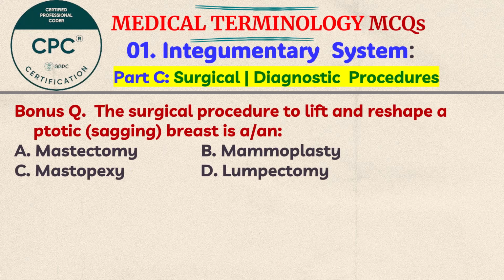Bonus question. The surgical procedure to lift and reshape a ptotic, that is sagging, breast is an A. Mastectomy, B. Mammoplasty, C. Mastopexy, D. Lumpectomy. Think the answer and leave your answer in the comment section.